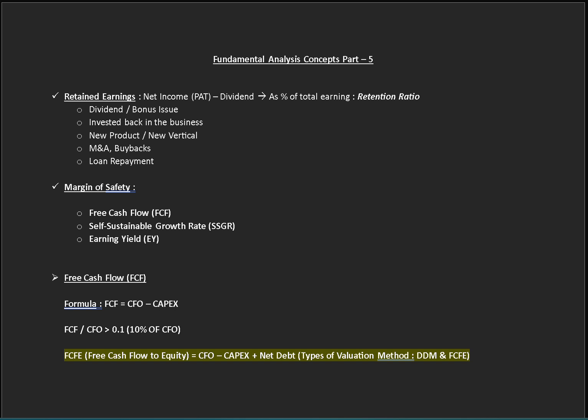So first is the retained earning. So what is retained earning? Retained earning is nothing but net income minus the dividend. So what companies do is that whatever amount is left after the PAT minus dividend, year on year it gets accumulated and it forms the retained earning for many years or past history. When you show it as a percentage of total earning, it becomes a retention ratio.